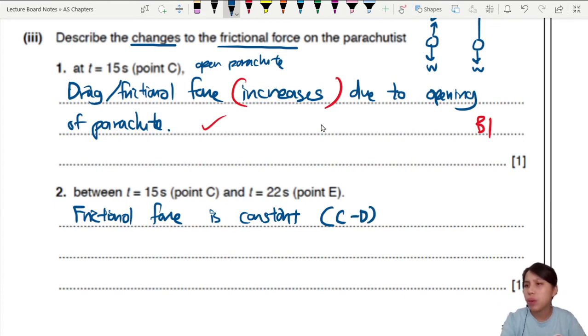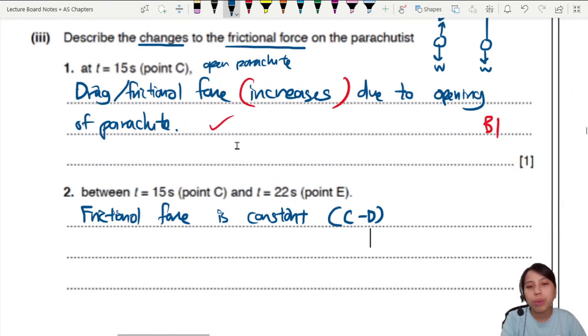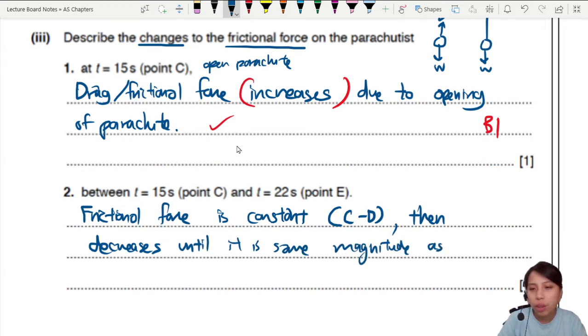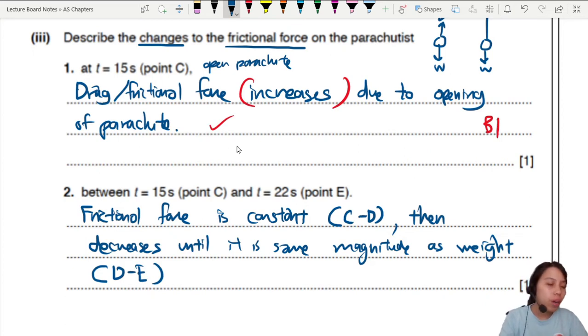Miss, how do you know frictional force is constant? Okay, wait. We write first. Constant, and then it decreases. Why don't you say equal to weight? Okay lah, we say until it is the same magnitude as the weight. And this is during the section D to E. So constant and then decreases. That one, then only they will give you 1 mark.